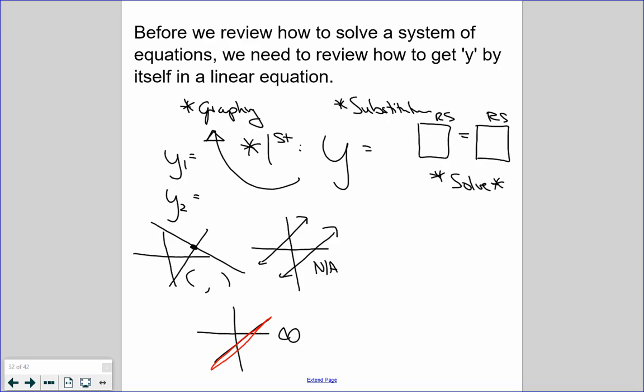So in grade 11, your systems are going to look like this. You're going to have a curve and a curve, and you're looking for the two intersection points. That's it. It's the same idea.